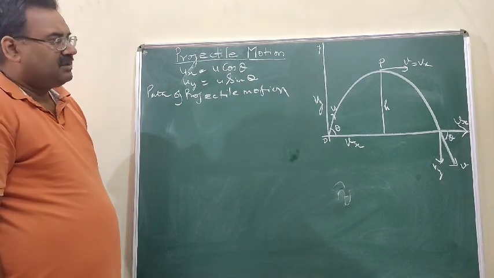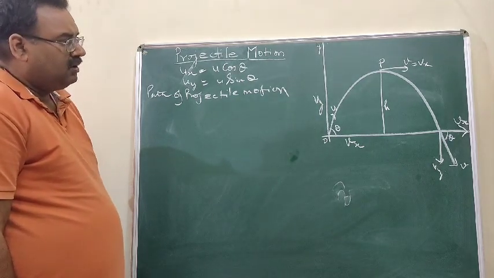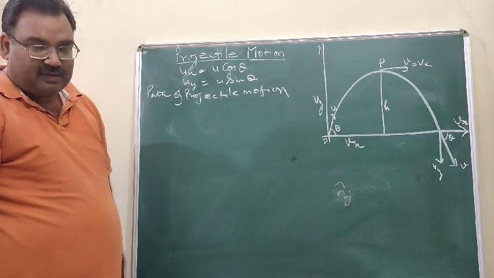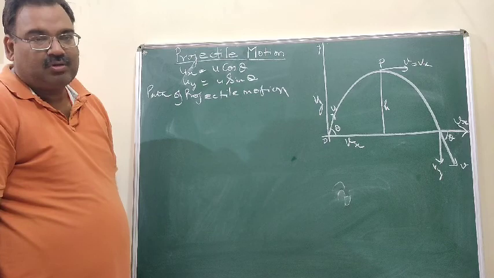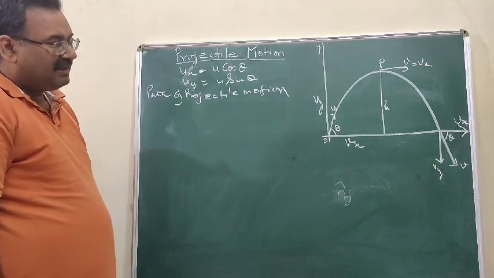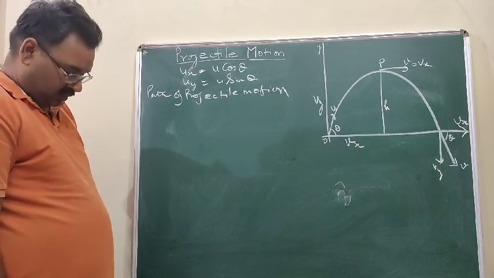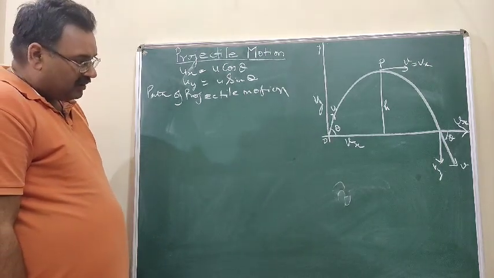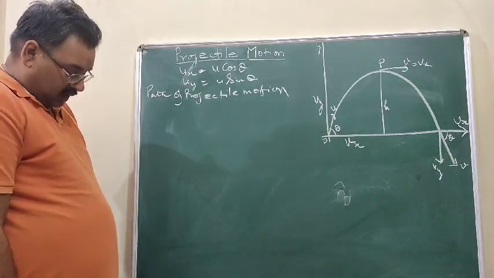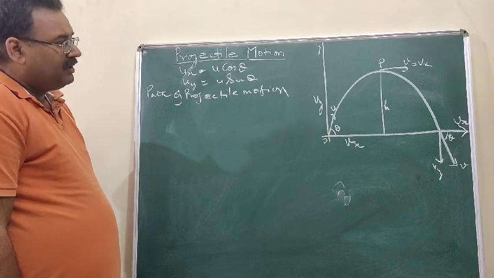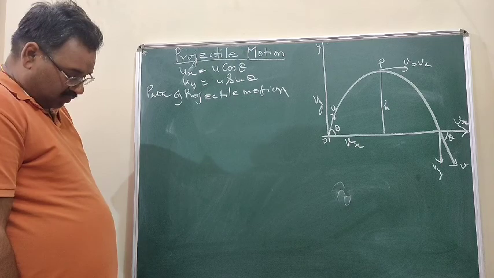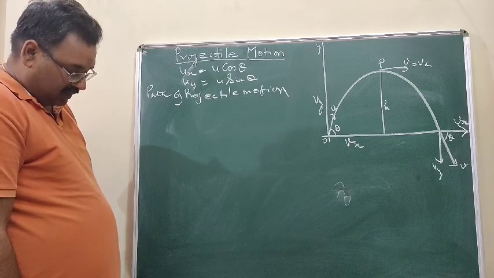So now we will discuss the path of projectile motion. Let us take an object that is projected upward with a velocity u at an angle theta to the horizontal. Let O be the initial point of projection, and OX and OY represent the horizontal and vertical axes.